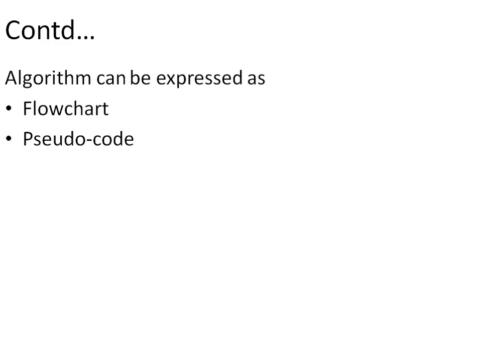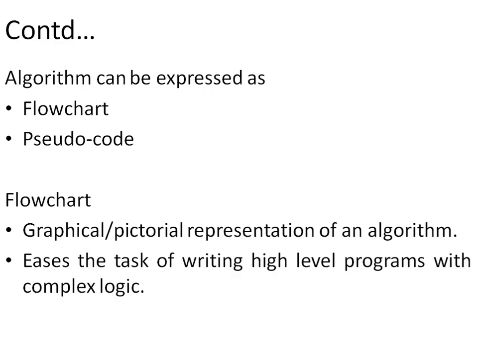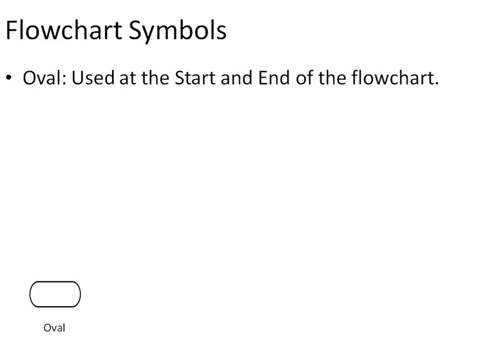The ways used to express algorithms are flowcharts and pseudocodes. Flowcharts use various symbols to represent algorithms graphically. Complex logics can easily be documented with the help of flowcharts. There are various symbols used in flowcharts to show several things. A few are discussed here.